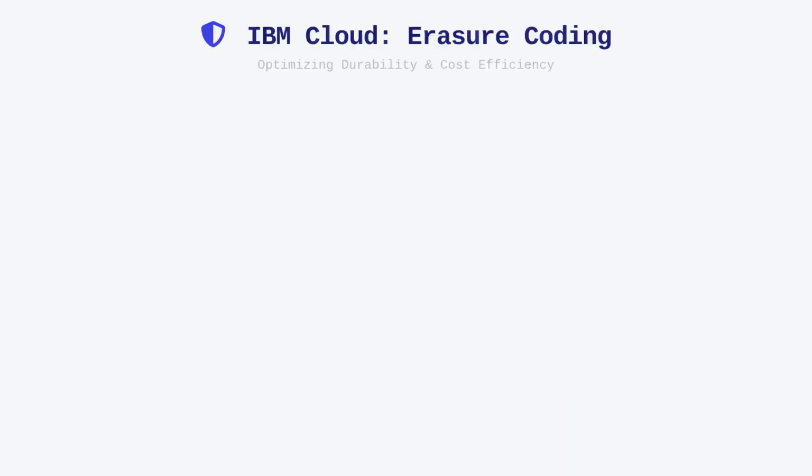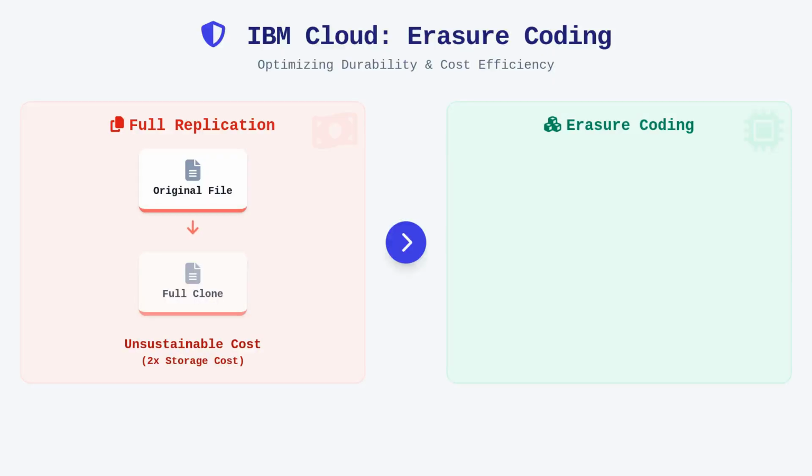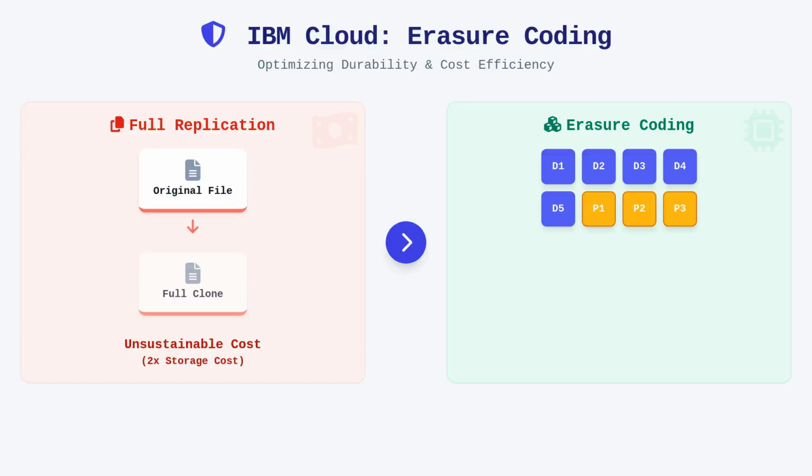To achieve this level of durability without the unsustainable costs of full duplication, IBM Cloud utilizes information dispersal algorithms, primarily through techniques known as erasure coding. Rather than cloning a file, which would essentially double your storage cost for every piece of information, erasure coding breaks a file into fragments and generates parity pieces based on a mathematical formula. Consider a file divided into 5 data pieces and 3 parity pieces, totaling 8 fragments scattered across different drives. As long as any 5 of those 8 fragments are available, the object can be mathematically reassembled instantly.